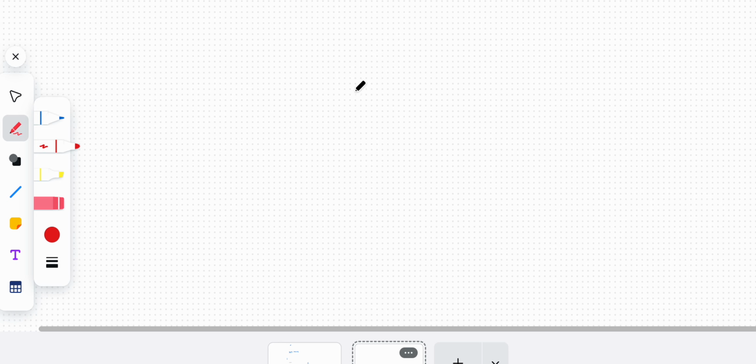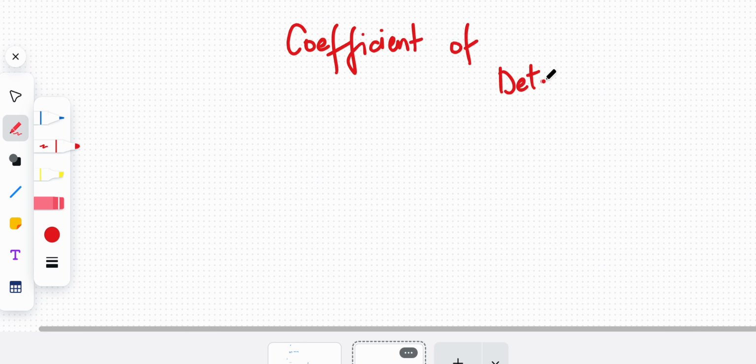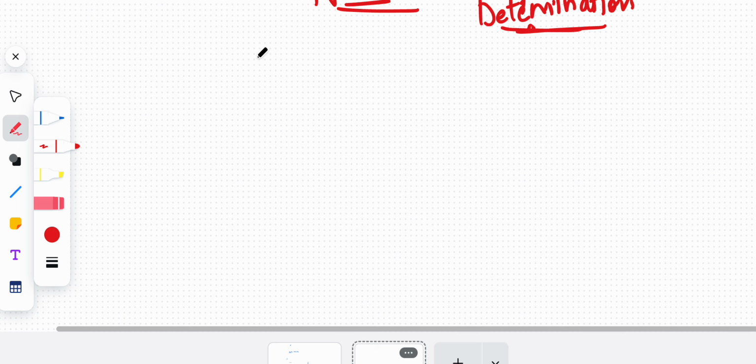Now I'll do one more thing, which is coefficient of determination, which is what I'm looking for in life also. Coefficient of determination. Right. So this will go something like ui. Wait. No. So you know we have done R square, right?